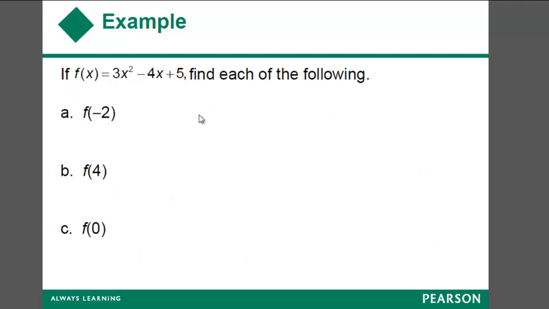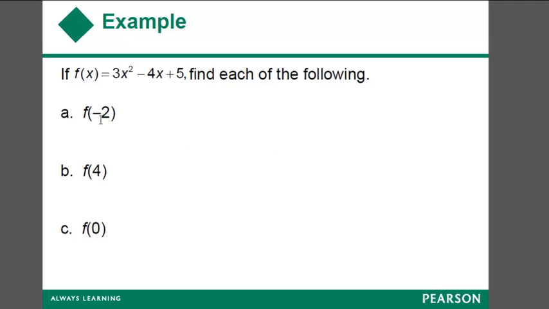We also get into what we consider function notation. F of x. F of x, don't panic, just means y. It's another term for y. It means that this is a function of x. If f of x is equal to 3x squared minus 4x plus 5, find each of the following.